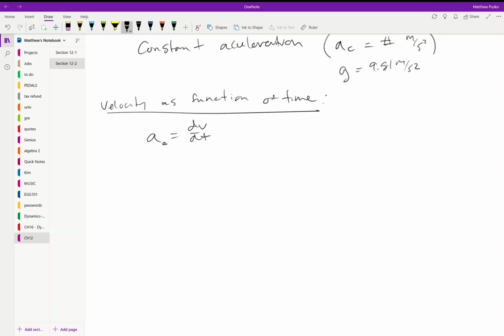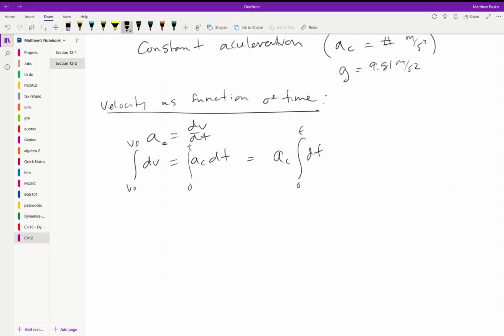The definition of acceleration is the derivative of velocity with respect to time. Let's rearrange this by separating variables and say dv is equal to the acceleration times dt. I'm going to integrate this from some v naught to some v final, and this from 0 to some t. You could do some t naught to some t final also. We're just going to get the constant pulled out times the integral from 0 to t of dt.